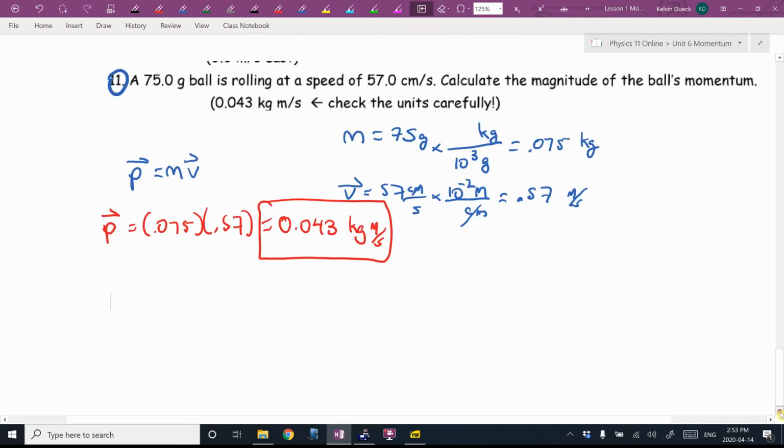Number 12. Oh, a little too far. That'll work.